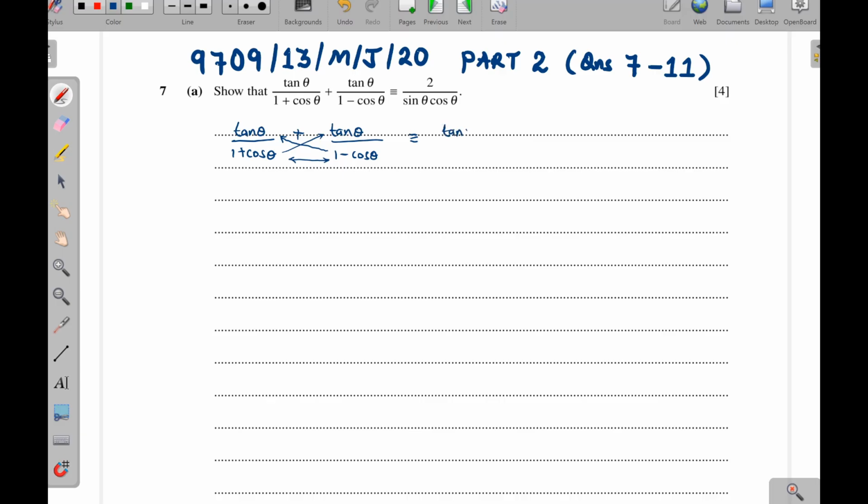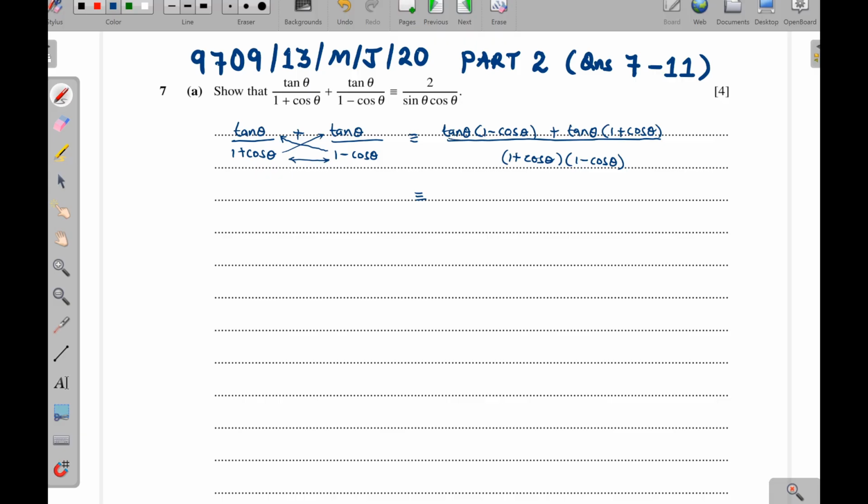Tan of theta times 1 minus the cosine of theta. Then we have tan of theta times 1 plus the cosine of theta. Then we are dividing by 1 plus cos theta, then 1 minus cosine of theta. Now this one is a difference of two squares, not so.